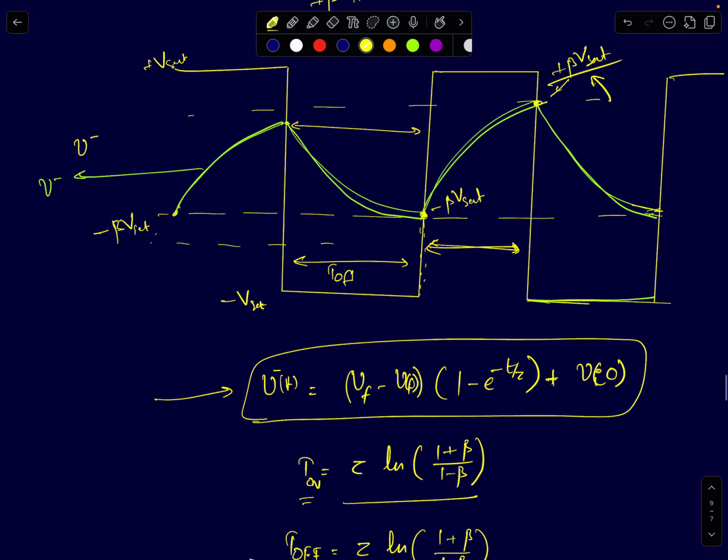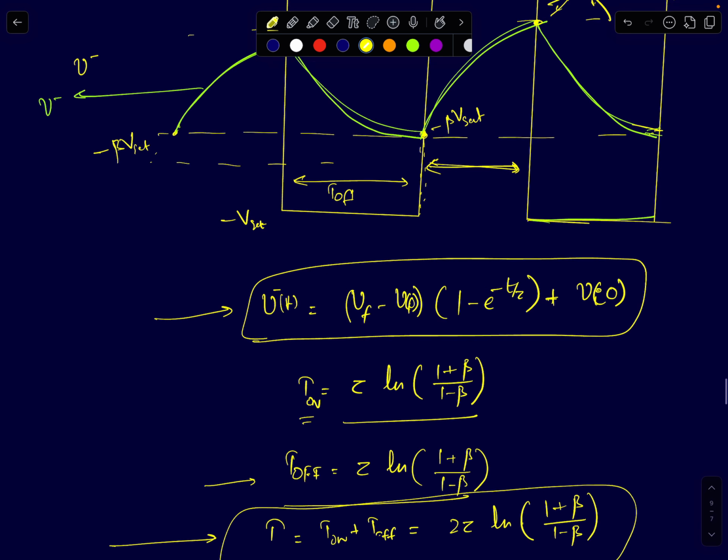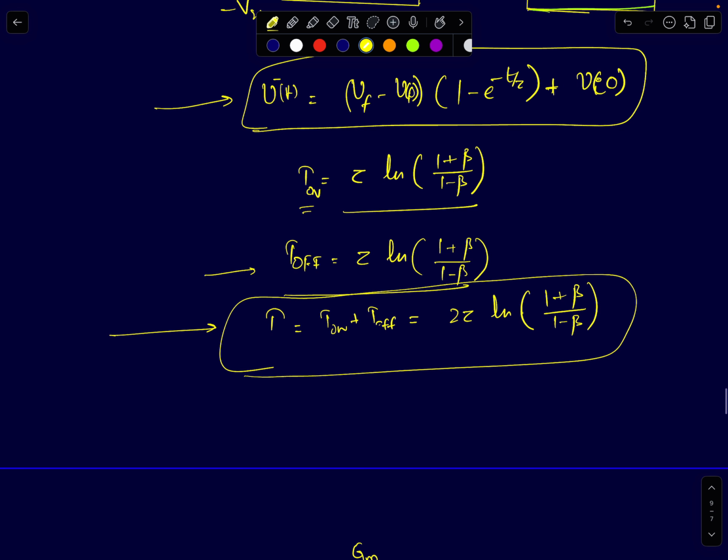And if you see here, since the duty cycle is 50%, the average value of this waveform will be 0. Therefore, it makes sense, right? The average value is 0. Therefore, that's your DC operating point. 0 volts is your DC operating point. So that's what you will get. And this is your overall time period for the circuit.